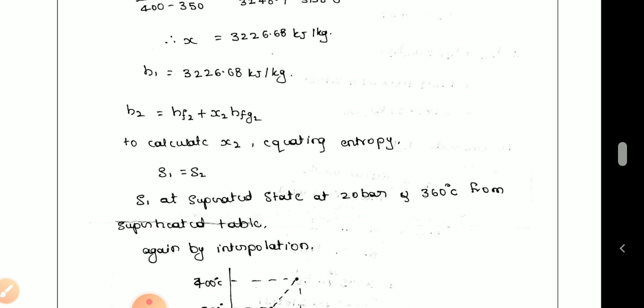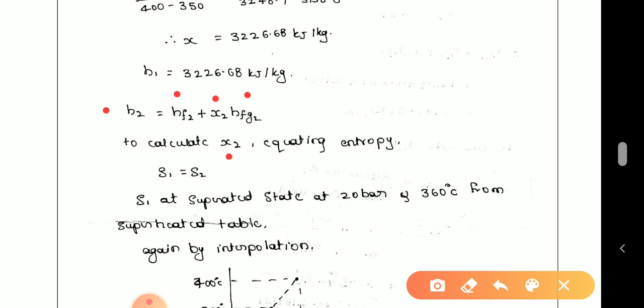So now we have to calculate the H2. To calculate the H2, it is in the wet region. Because of that, H2 is equal to HF2 plus X2, dryness fraction, into HFG2. Here HF2 and HFG2 we can get from the steam table, and we need to first calculate the entropy at the end of the expansion, that is X2.